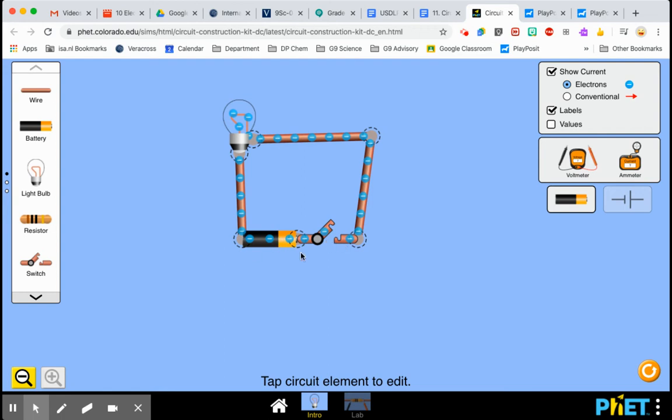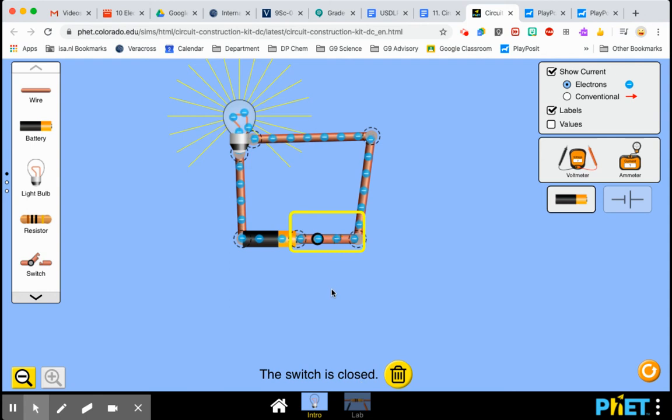But if we do connect our power supply to our wires and to our load, which in this case is this light bulb, then we've created a continuous closed circuit that the electrons and the current can now flow around. So when I click on the switch, it's going to close the switch. It says at the bottom, the switch is closed. And you can now see that these little negatively charged circles, these little electrons, are moving around the loop and making the light bulb light up.